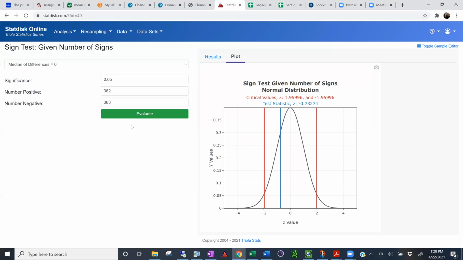So then you can state your conclusion in words. The data fail to provide sufficient evidence to reject the claim that the median difference is 0. So it doesn't feel like they're too much biased one way or the other. They're kind of playing it straight in the middle.